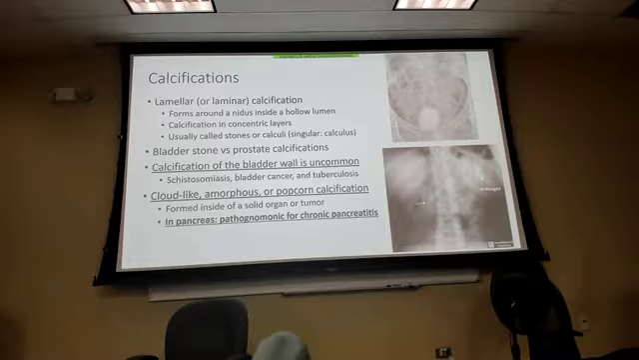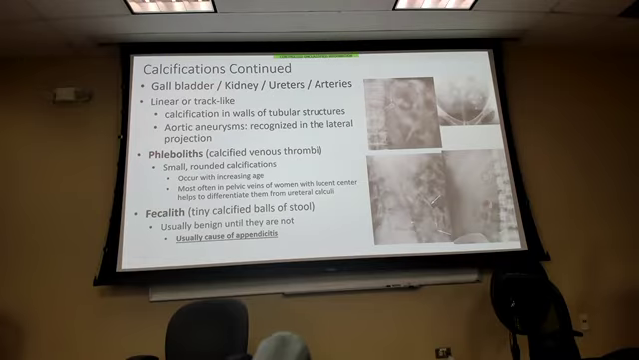Now, if they have cloud-like amorphous popcorn type calcifications in the pancreas, most likely they've had chronic pancreatitis. It's not even at least, they've had chronic pancreatitis. There has been some sort of inflammatory issue in their pancreas causing inflammation, which then leads to these calcifications. One equals the other. All right.